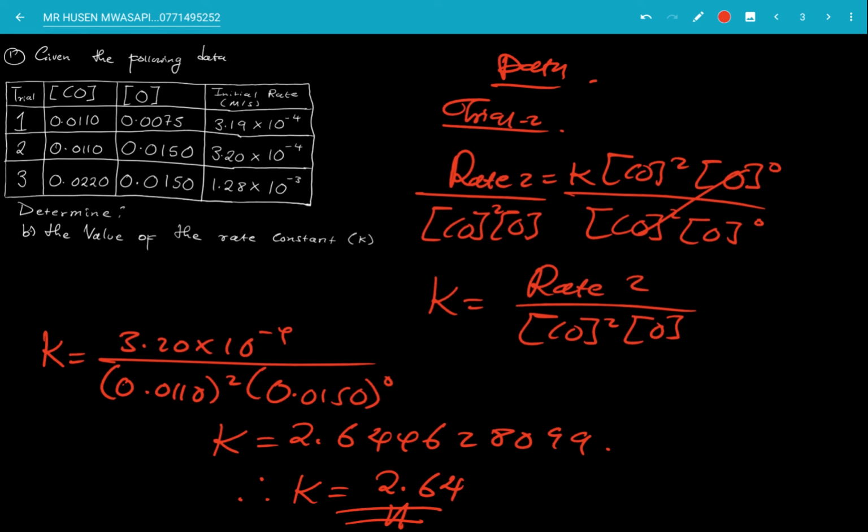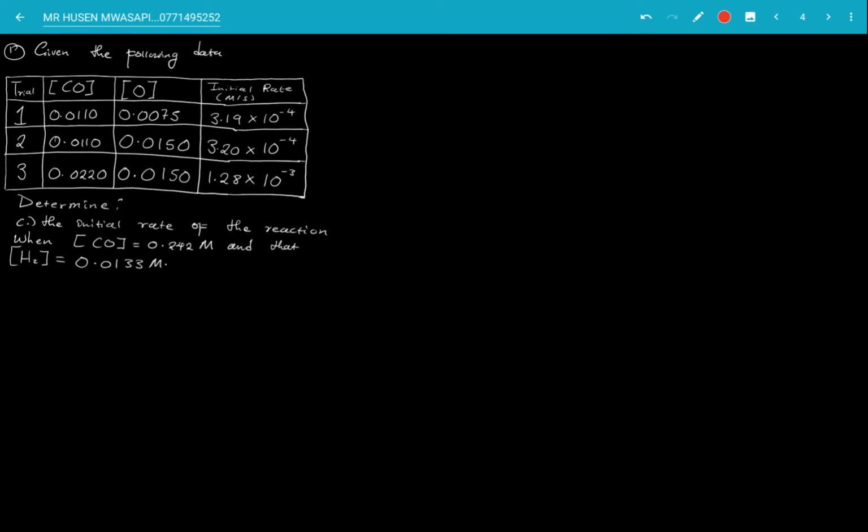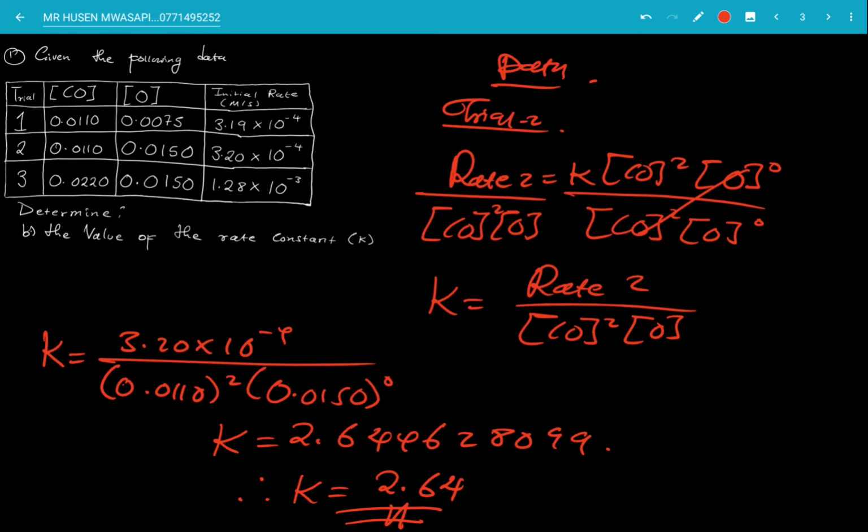So that's the value of the rate constant K. Alright, so initially we have question C. But now, just for thoughts, if you look here, the value of the rate constant is 2.64. In most cases, they won't say to find the units. Suppose they don't say find the units, but you have been asked to calculate the rate constant, just find the units. So for the units, we can just do it.